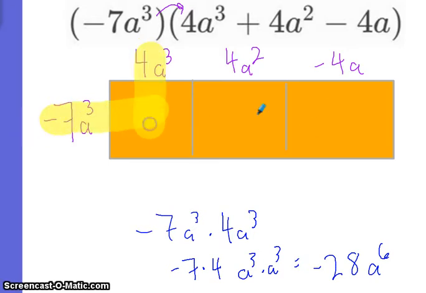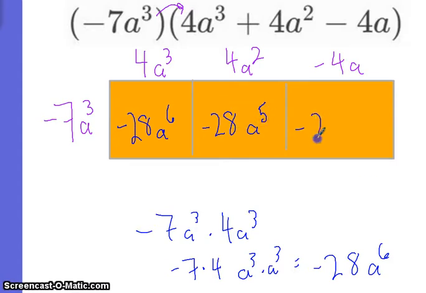times this thing, I get 7 times 4 is 28, and then 3 on the top plus 3 on the side makes 6 a's. So that means that the term that goes here is negative 28a to the 6. And I won't go that slowly from now on. I'm just going to multiply. So 7 times 4 is again 28, and then 3 on the side plus 2 on the top make 5. A to the 5th.